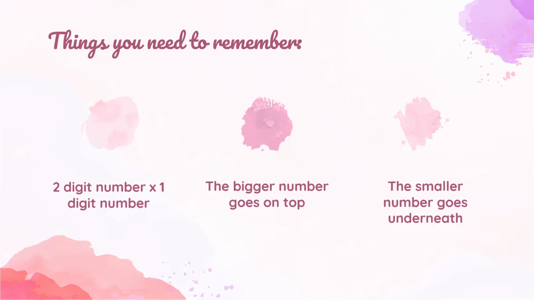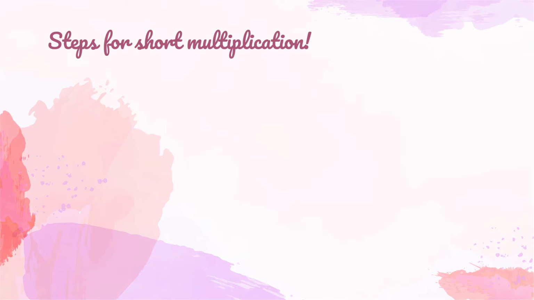The things you need to remember about short multiplication is that it is 2-digit numbers times 1-digit numbers. The bigger number always goes on top, just like we did last week with our addition and subtraction. The elephant goes on top and the smaller number goes underneath. The steps for short multiplication: I'm going to spell them out one by one and then I'll show you the short multiplication dance.